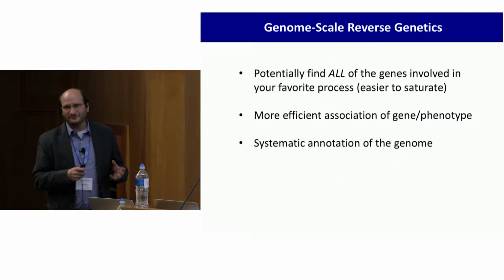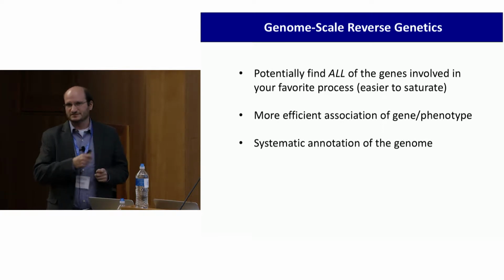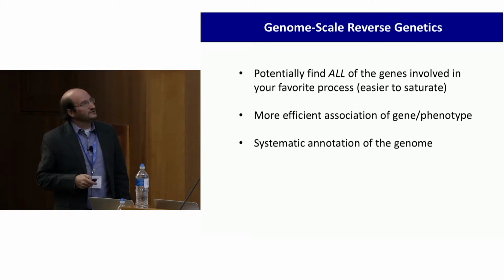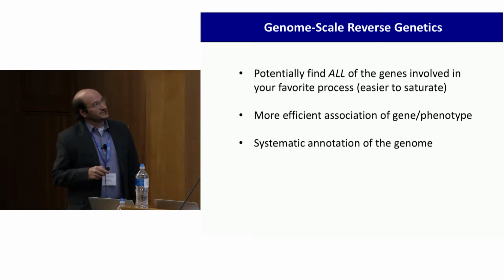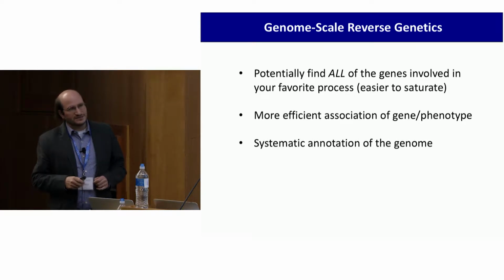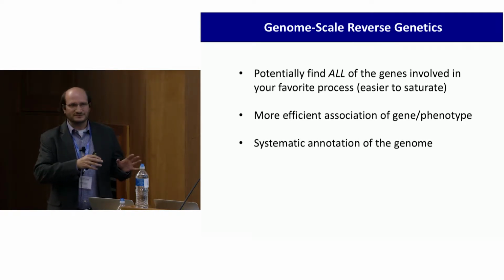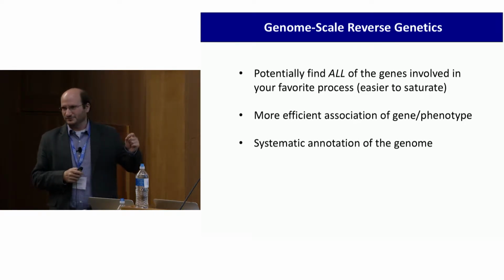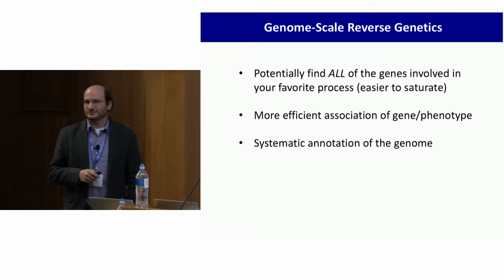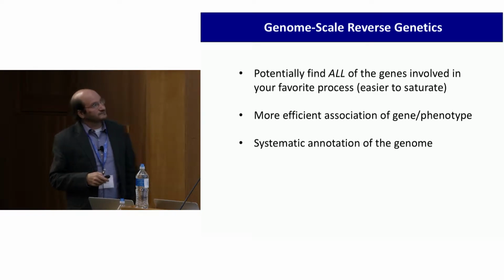So now that we have the ability to knock down specific genes and the sequence of the genome, you can do genome-scale reverse genetics, and that allows you to potentially find all the genes involved in your favorite process. So instead of just mutagenizing a plate of worms or bacteria and hoping that you find an interesting mutant that gives you the phenotype you'd like, you can really systematically scan through every possible gene, knock it out or knock it down, and ask, what is the phenotype of that gene?